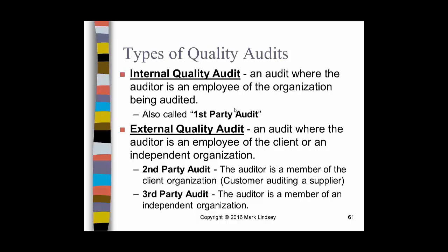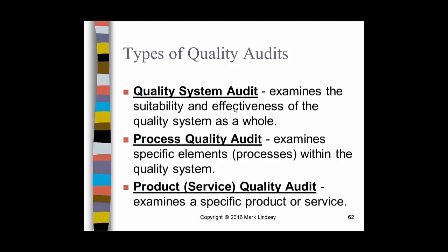Third party audit is independent organization. It could be like a regulatory authority or a registrar. And they're free from political constraints. So remember, external audits are always second party or third party. So types of audits, there's the quality system audit.